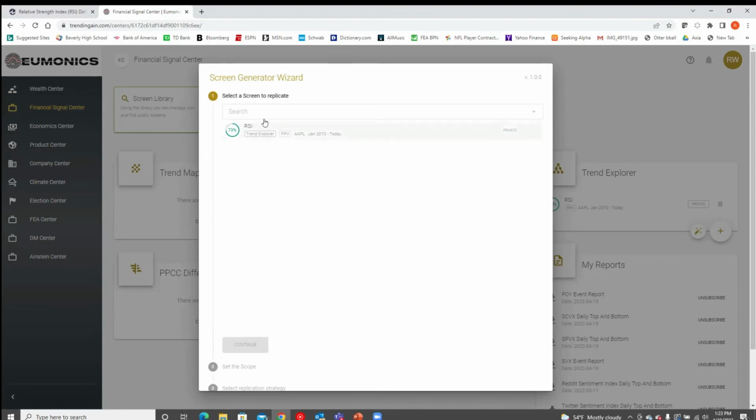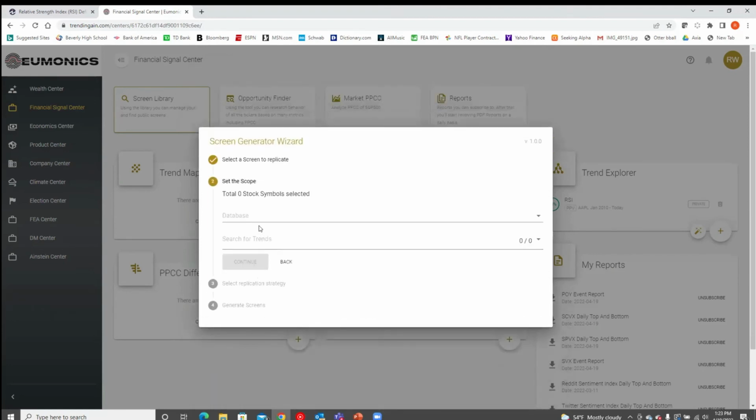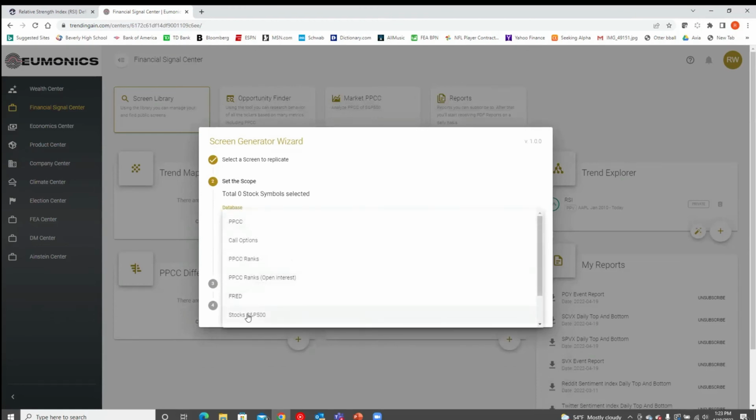So what I'm going to do, we have this thing we call our screen generator. And I'm going to pick this thing that we just created. So this is a trend screen that we just created. I called it RSI. And we're going to apply it to a much bigger data set.